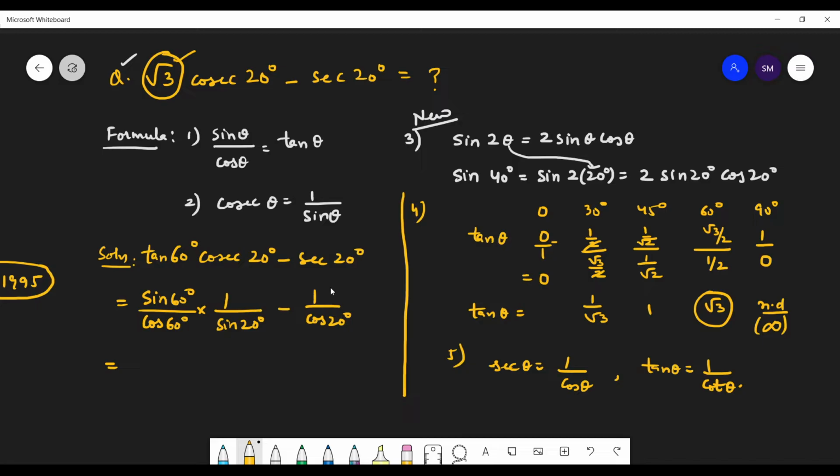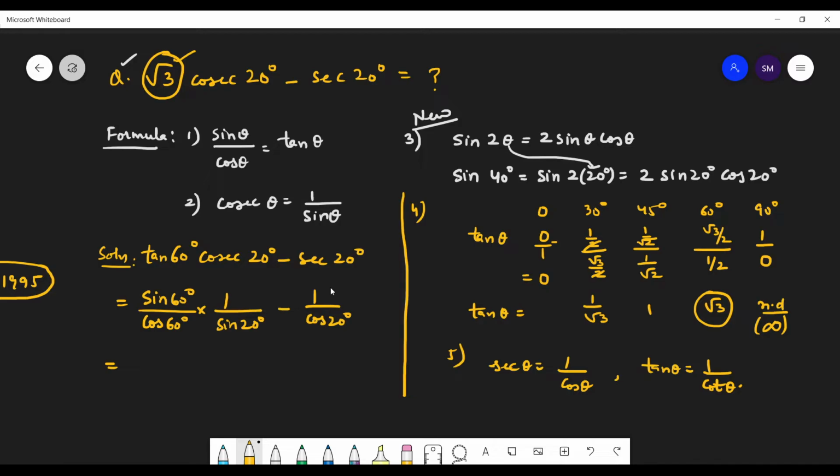Divided by cos 60 degree, sine 20 degree, cos 20 degree. Okay, now what about this 60 minus 20? That's sine 40 degree. Okay, upon cos 60 degree, sine 20 degree and cos 20 degree.